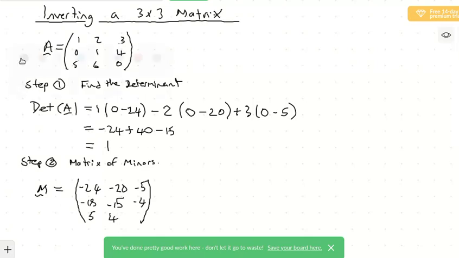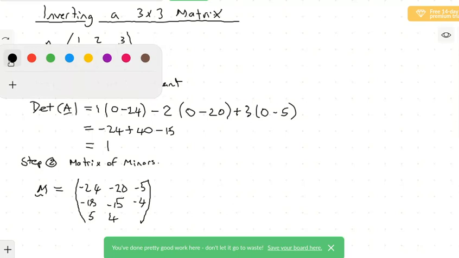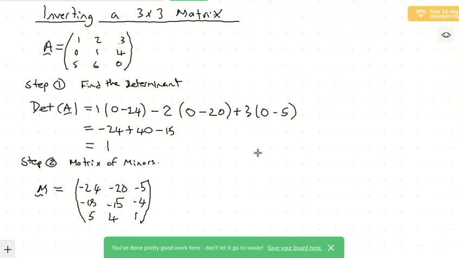And very last one, finally, we're at the end of step 2. Cross them out. 1 times 1 minus 2 times 0 is 1. So put 1 in there. And we've finally done the longest step, the matrix of minors. Okay, now it gets a bit quicker because we now need the matrix of cofactors.